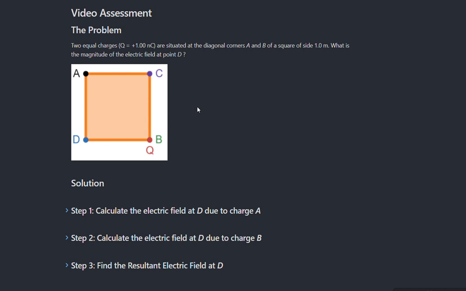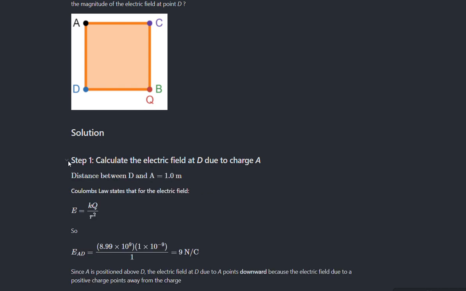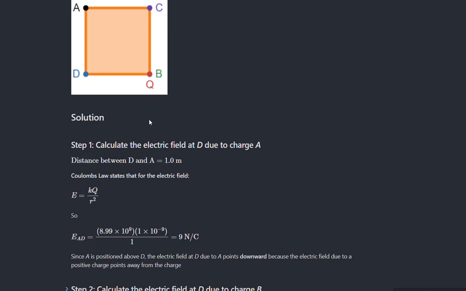So each one of these sides is 1 meter, and we know our charge is 1 nanocoulomb, and both of them are equal. So let's get started on our solution. Step 1, we have to calculate the electric field at D due to charge A. And the distance between D and A we know is 1 meter since they're perpendicular on the square.